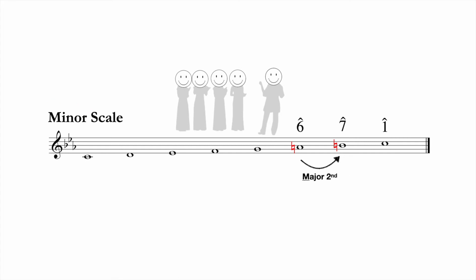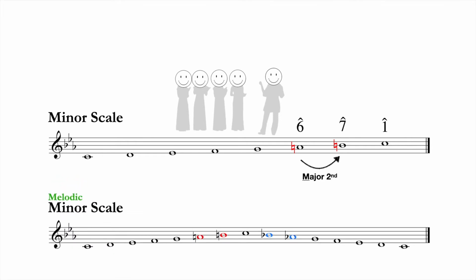In order to avoid the same issue when descending from scale degrees 1 to 5, composers revert to the original scale degree of the natural minor. This smooth ascent through raised scale degrees 6 and 7, coupled with an equally smooth descent through natural 6 and 7, is known as the melodic minor.